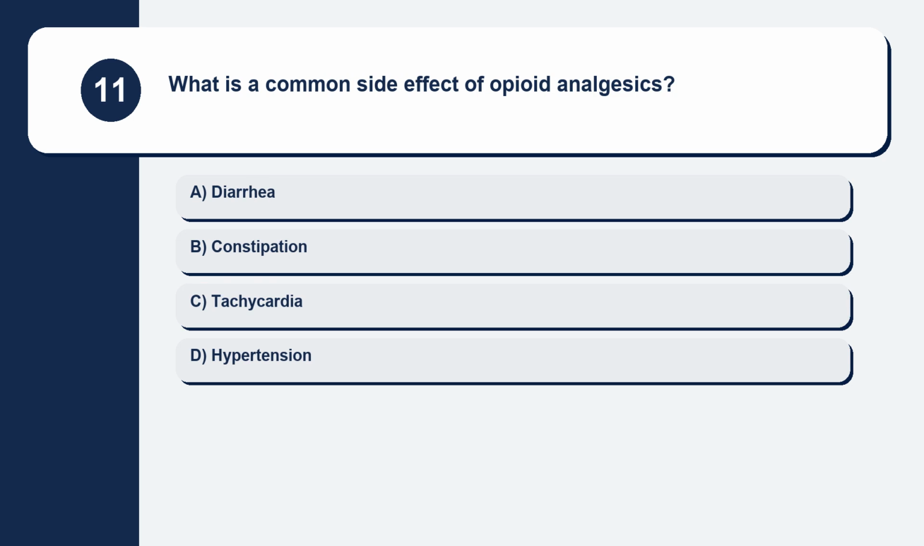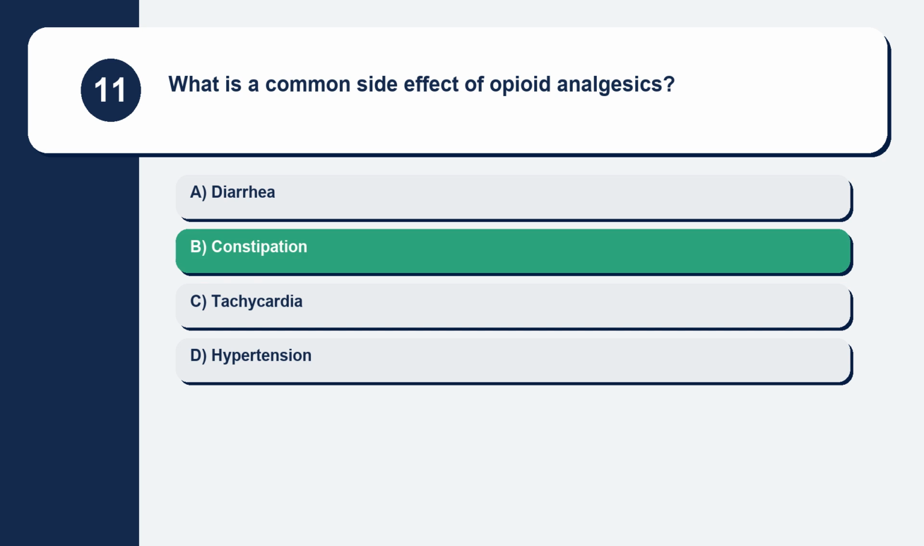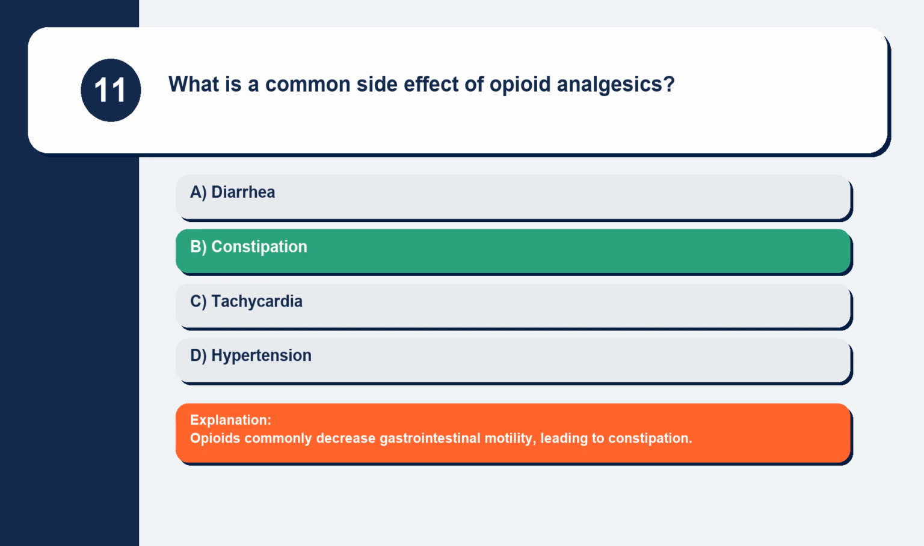Question 11. What is a common side effect of opioid analgesics? Diarrhea. Constipation. Tachycardia. Hypertension. Opioids commonly decrease gastrointestinal motility, leading to constipation.